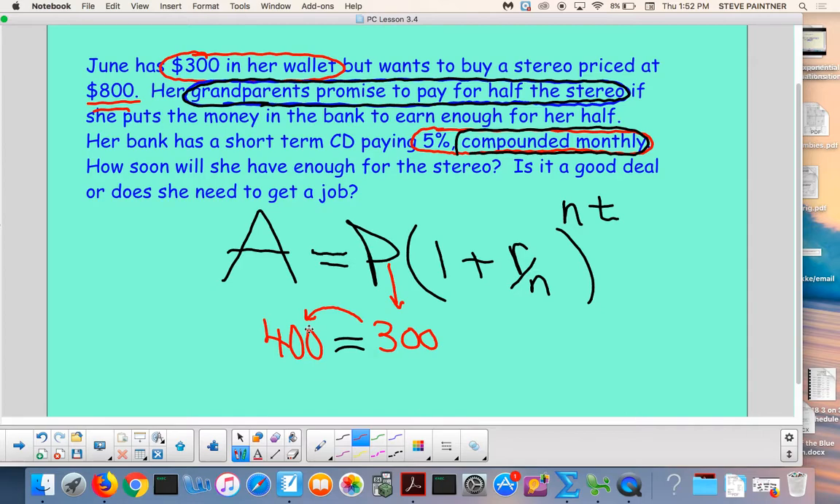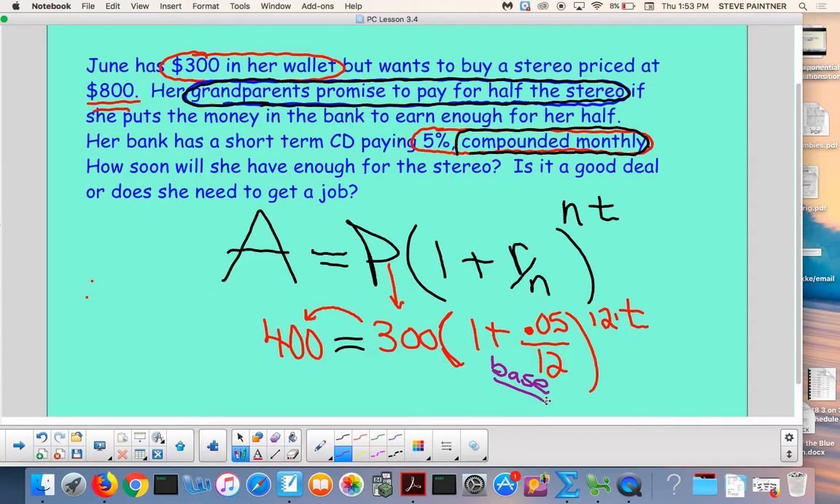Well, how long does she have to wait to earn $100 in interest? 1 plus what? 0.05 over 12, raised to the 12t power. Good. And again, do you look at this and say, this is an exponential equation? Which one's the base? It's the number you're raising to the 12t power. It's 1 plus 0.05 over 12, this ugly number.